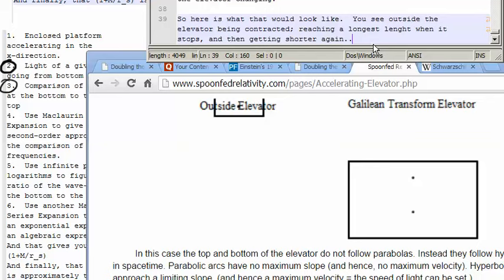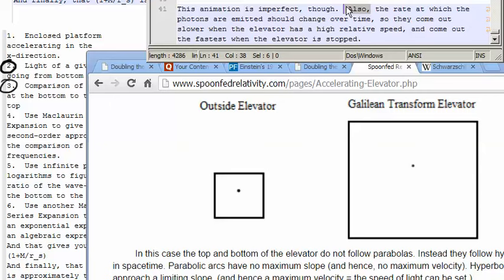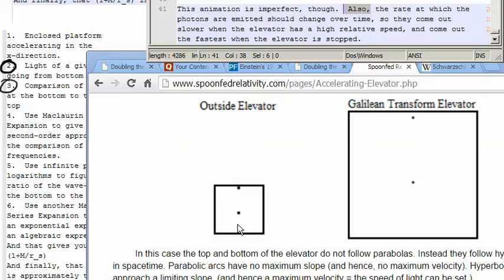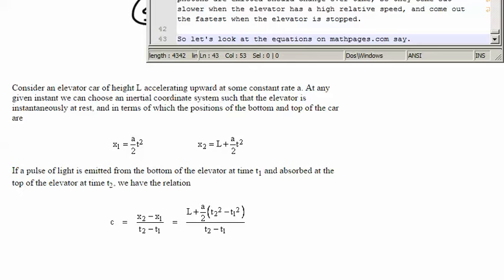This animation is imperfect, though. The rate at which the photons come out should change over time, so that they should come out slower when the elevator has a high relative speed, when it was going fast up at the top and the bottom, coming down fast and going up fast. And they should come out the fastest when the elevator is stopped. So let's look for a second at what the equations on mathpages.com say.